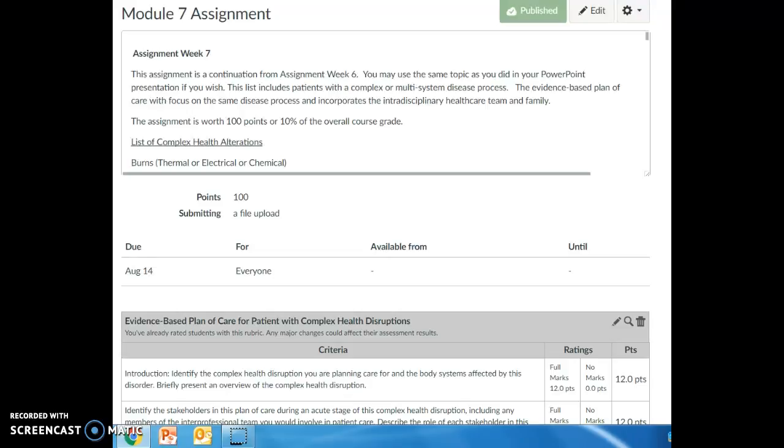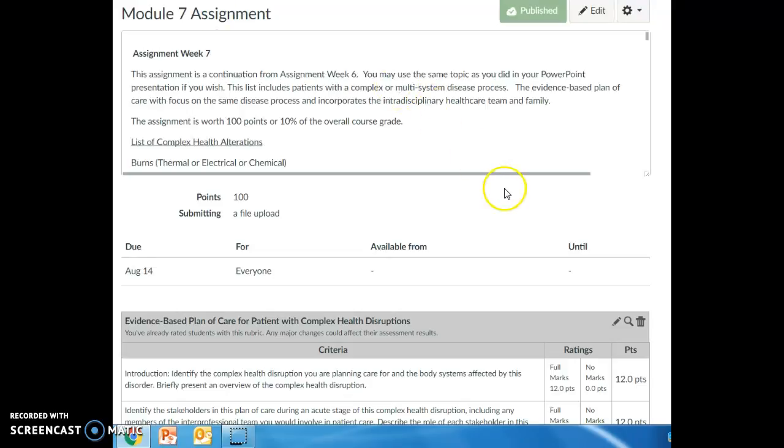So this week you were asked to build on assignment 6. Whatever your topic was, that is the same topic you will use for assignment 7. The good part about that is you have some of the groundwork already done. So let's review how you should go about doing this assignment. I know it says care plan. You're used to doing care plans in a format with columns. This basically is a paper.